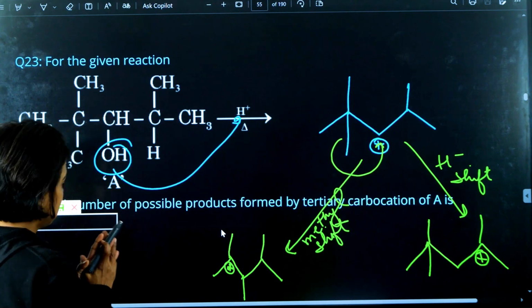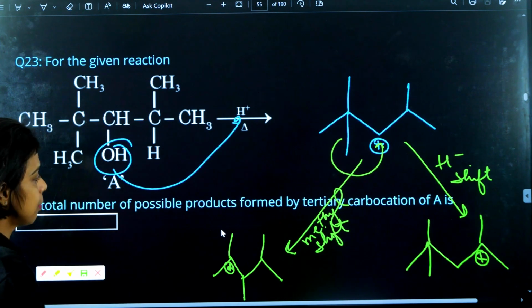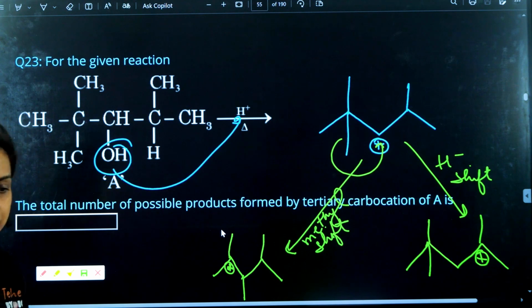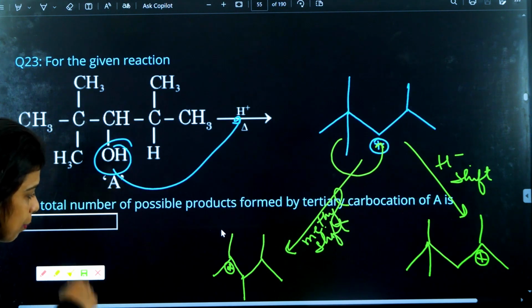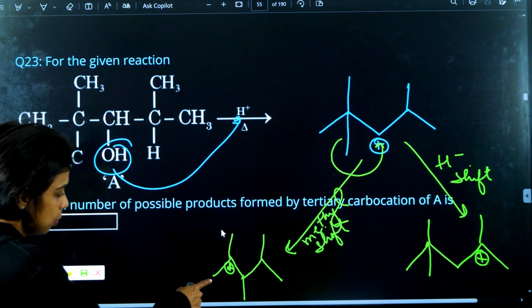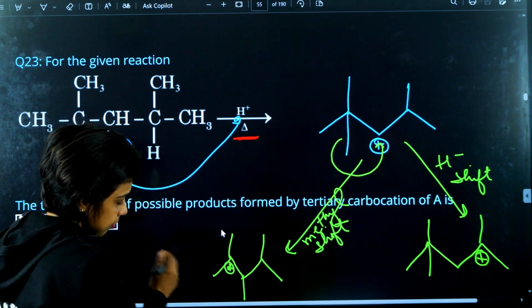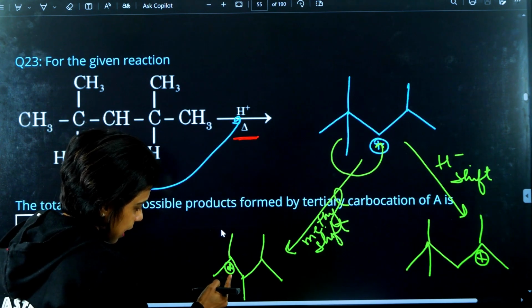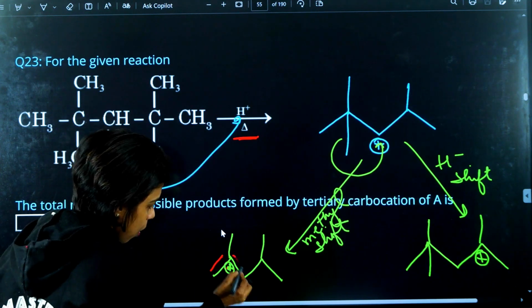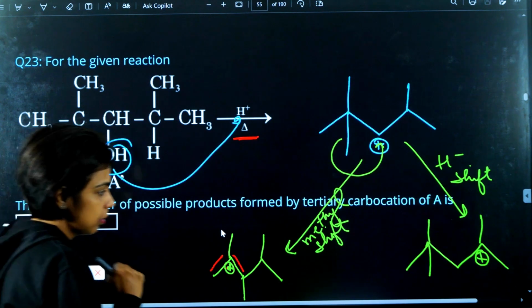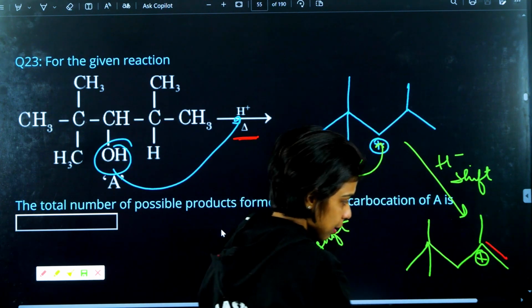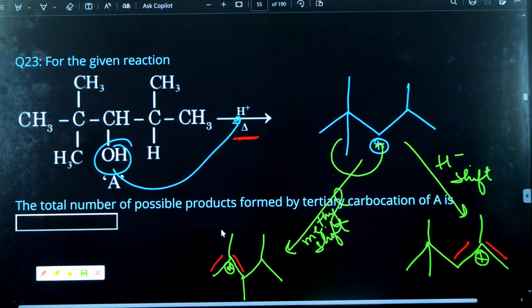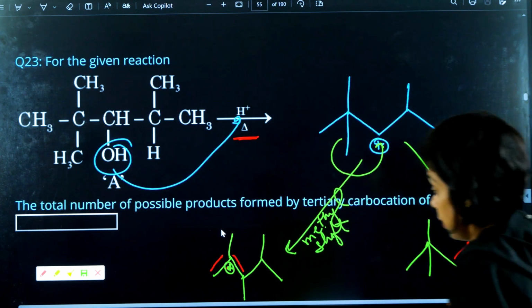Now how many possible products, the total number of possible products, can be formed? So let's check how many alkenes we can get from this. Because heating is there, alkene will be formed. From this I can get, because there is this carbocation, a double bond here or a double bond here, right? And the carbocation is here, so the double bond can be here also. Yes, perfect. So these are the possible products.